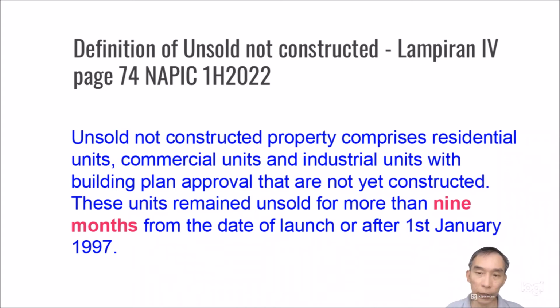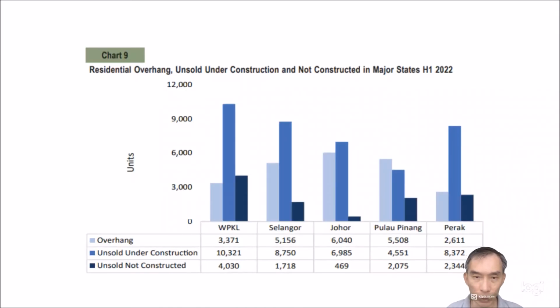So with the 3 definitions, you are now shown a few graphs. So this is what I am saying. Overhang, unsold under con, not constructed. So if you look at the middle one, which is the blue, and then your darker blue, and then the lighter blue, overhang is the lighter blue, and the darker blue is the unsold undercon. The unsold undercon is the one that is a warning sign, because these are units that the developer company has started construction on, but they are not able to get sold, and therefore probably they also have a cash flow problem and are not able to continue for a while.